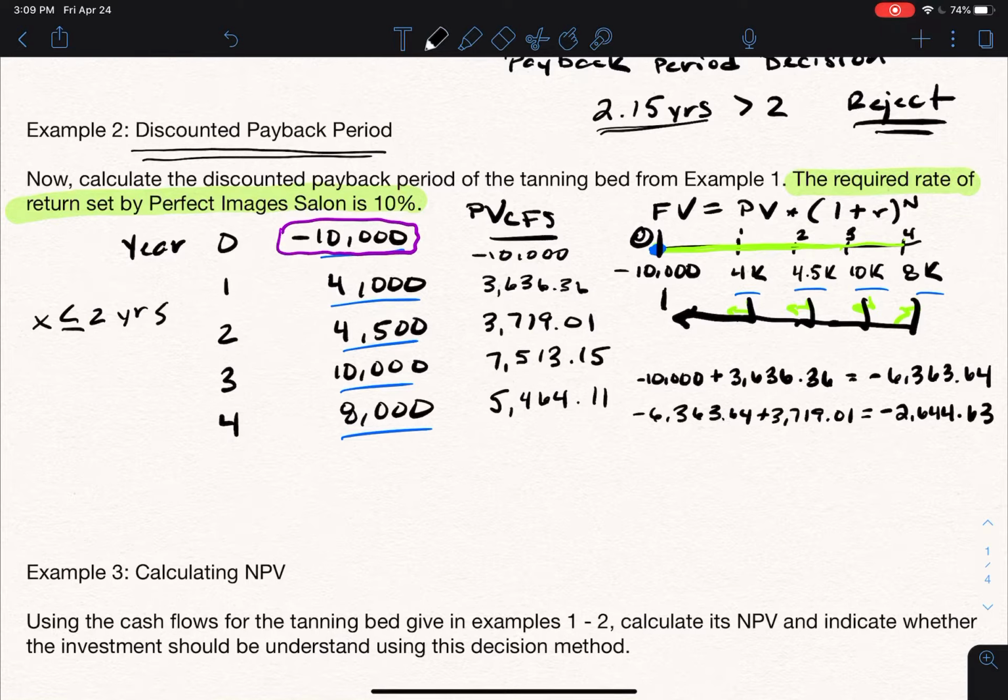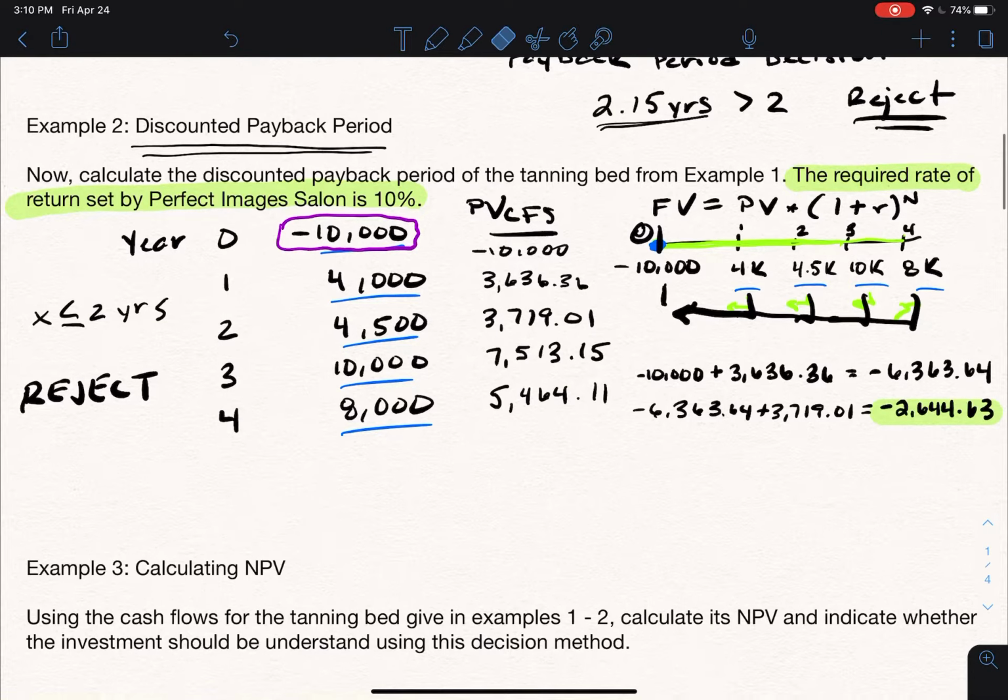All right, and so like I said before, honestly, in real life, we would just stop because this right here already tells me that since I have not recovered my value in 2 years, this decision should immediately be a reject decision. So honestly, we already know that we're going to reject this project based on the parameters that were given to us by Perfect Images Salon, okay? But your book wants you to take it a little bit further, and so that's what we're going to do. We're going to actually finish doing the math, all right?